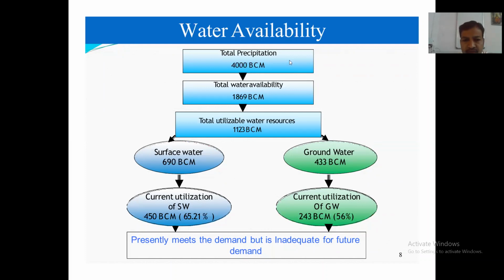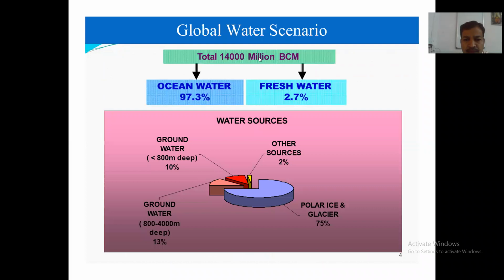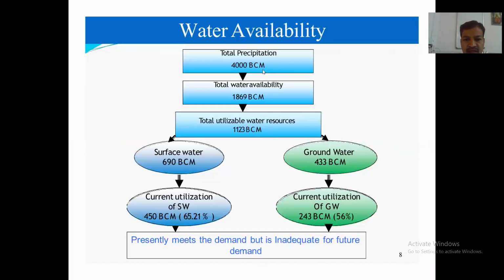Then water availability. Total precipitation that occurred is 4,000 billion cubic meter. Out of that, total water availability is 1,869 billion cubic meter. This much of water is available. The total precipitation that occurs after rainfall is 4,000 billion cubic meter. Out of that, some water may infiltrate into the ground, or it may convey to the rivers, oceans, and some water may be stored in reservoirs, lakes, ponds. Total water availability is 1,869 billion cubic meter.